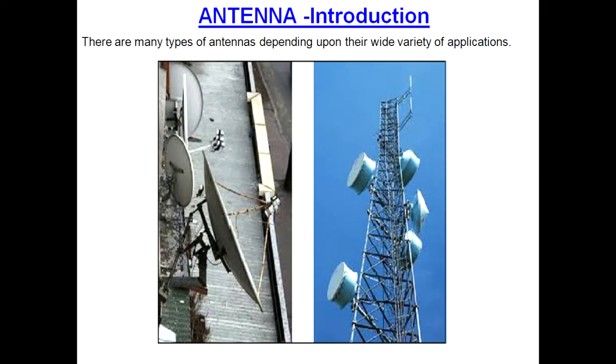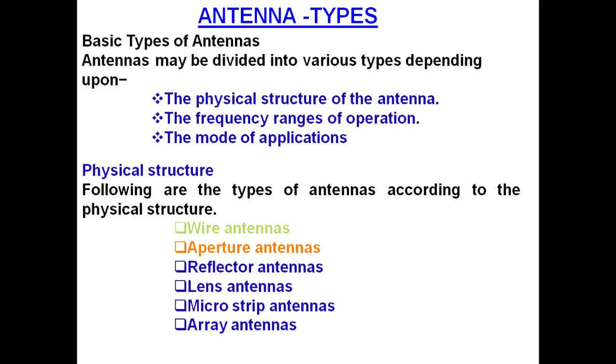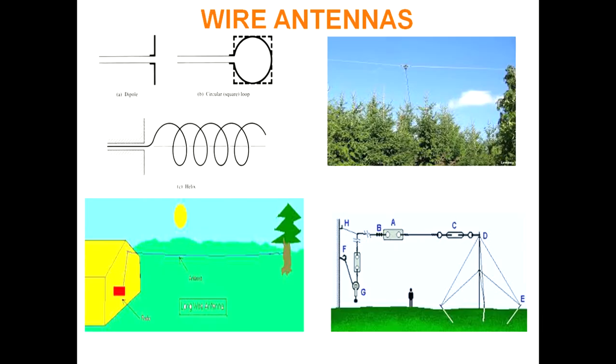In this class, we are going to see about the various types of antennas based on their three major criteria, which are physical structure, frequency ranges, and mode of application. Depending upon the physical structure, it can be classified as wire antenna, aperture antenna, reflector antenna, lens antenna, microstrip patch antenna, and array antenna.